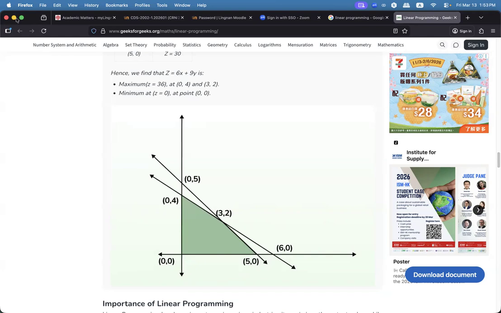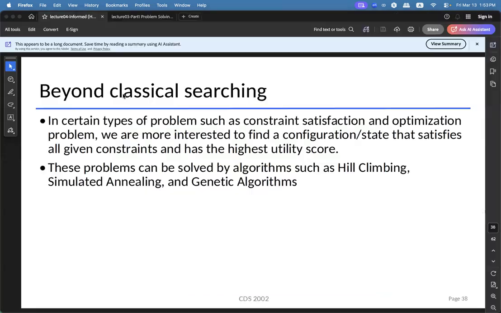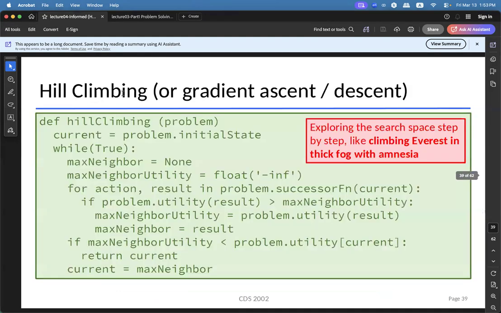And essentially, we want to do it not by mathematics, but by letting the computer search for the solution. So this is what we really want to do. And the first approach is so-called hill climbing.